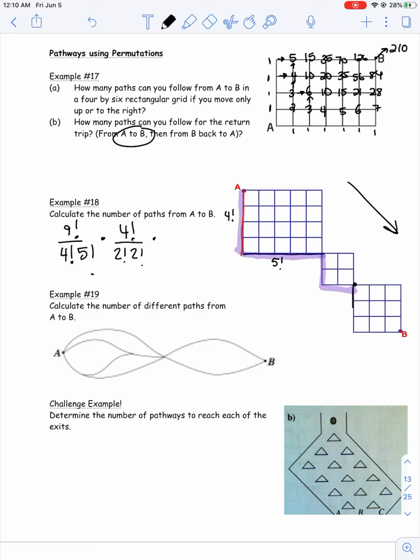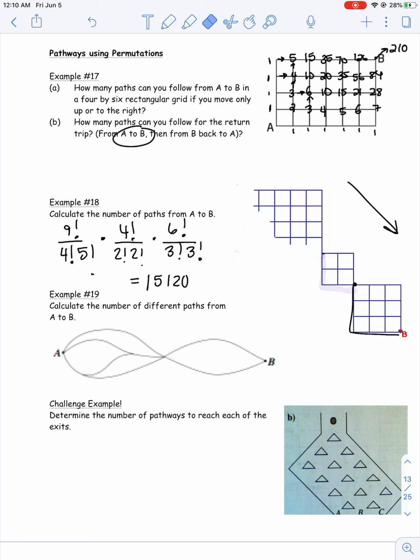The total to get from that point right here to the B, if you count out the sides, is going to be 6 factorial divided by the box dimensions, a 3 factorial by a 3 factorial. Now if you put this all into your calculator, you'll get that this is equal to 15,120. So what I'll do is show you that you can get this exact same answer using Pascal's triangle. It just might take a little bit longer, and that's the only trick to it.